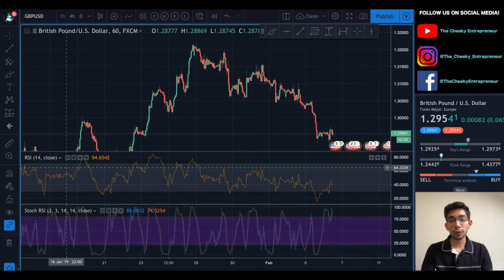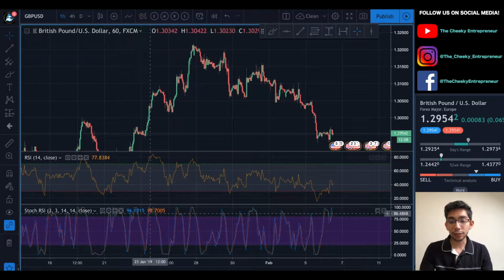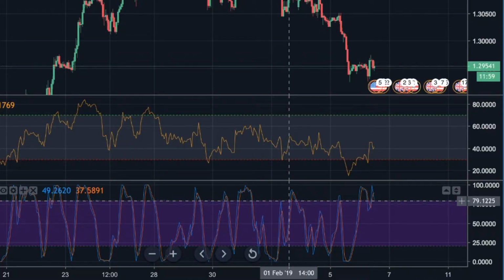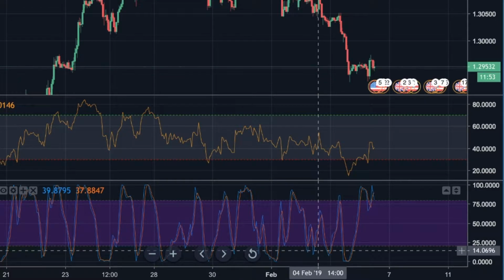So now I just want to explain a little bit about the stochastic RSI, and this is basically a momentum indicator. So it's gonna tell you whether there's gonna be more momentum to the upside or to the downside. And just similar to the RSI, you're gonna have an overbought level and an oversold level. So for instance, here whatever is above the 80 level is gonna be considered overbought, and whatever is under the 20 level is gonna be considered oversold.